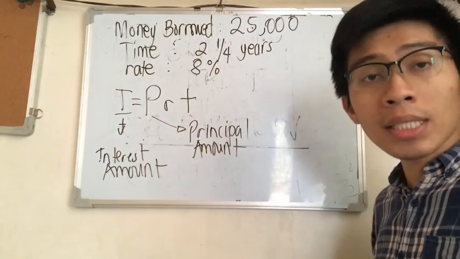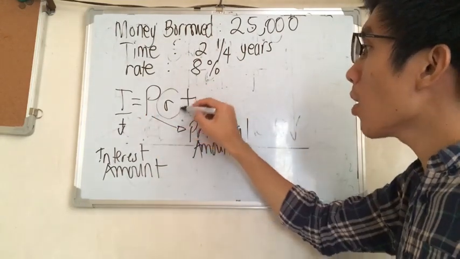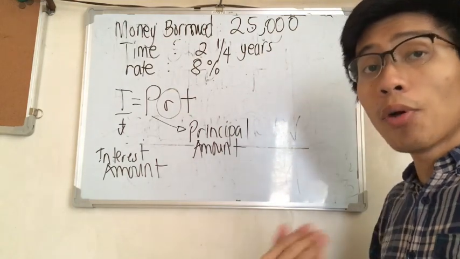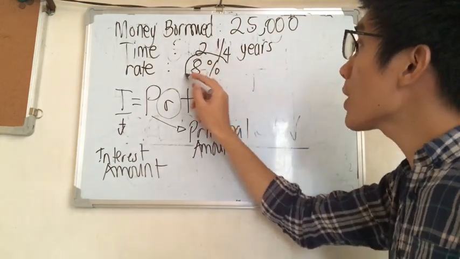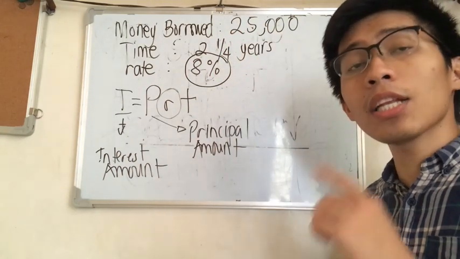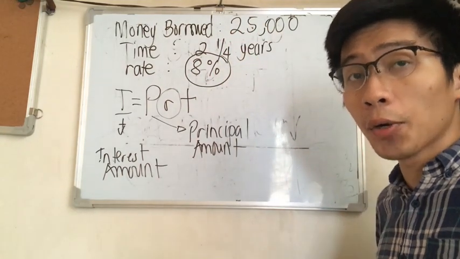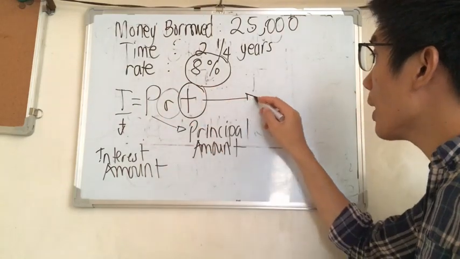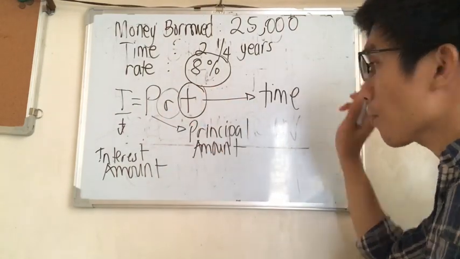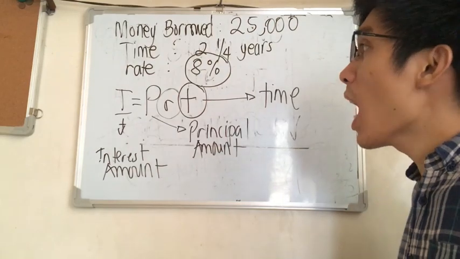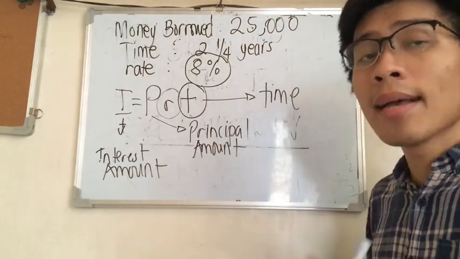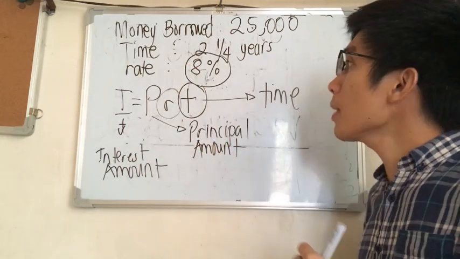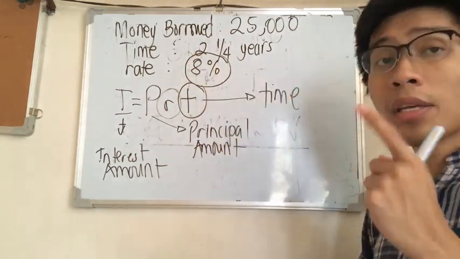What is the small letter R? Small letter R means rate, that is the percentage increase in your money borrowed. What is the small letter T here? Small letter T refers to time. Meaning, how long are you going to pay the money that you borrowed? In my example, the time is 2 1/4 years.